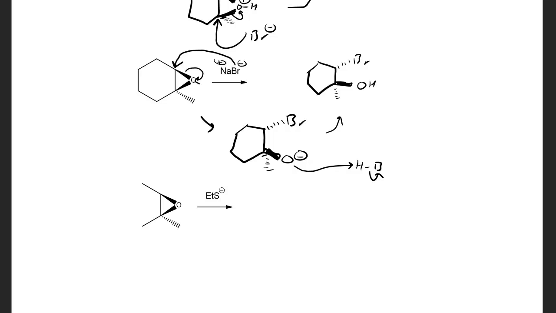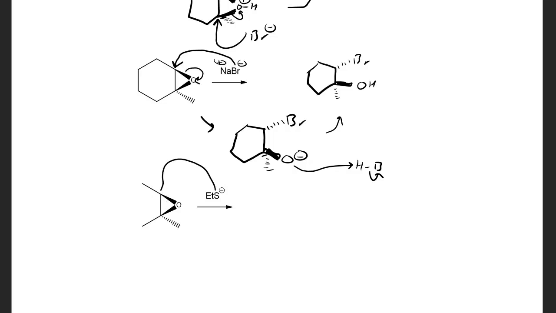Alright, here we have sulfur with a negative charge with an ethyl group attached. Again, this is a strong nucleophile. It's going to attack the less substituted side. So looking at this carbon, we have a methyl group. That carbon's part of the epoxide. That carbon's part of the epoxide. So looking at things in excess of the epoxide, here we have one methyl group. Here we have two methyl groups. So this carbon is the less substituted side.